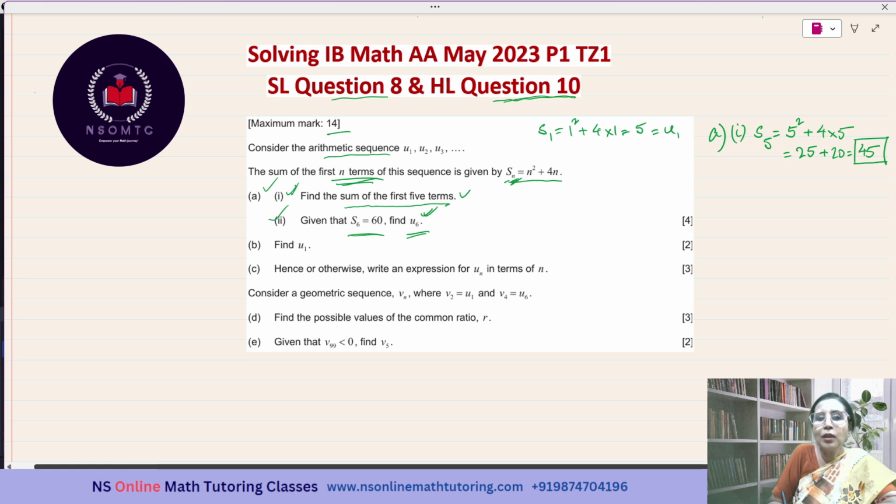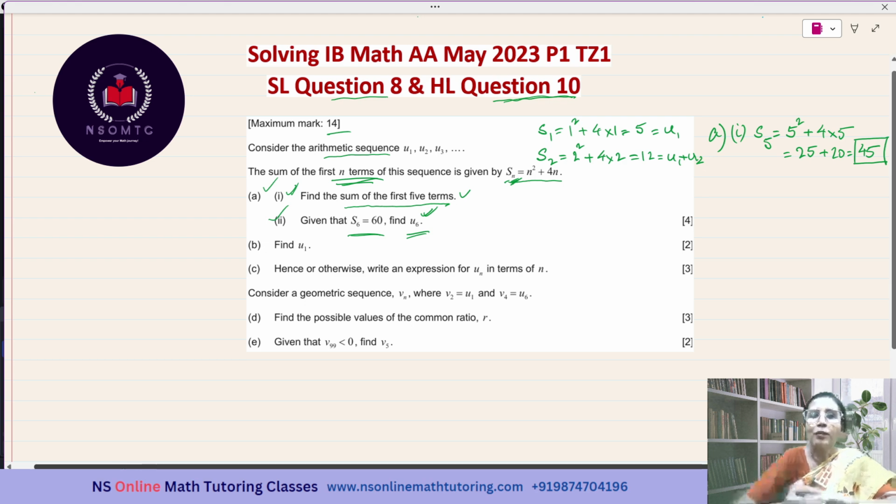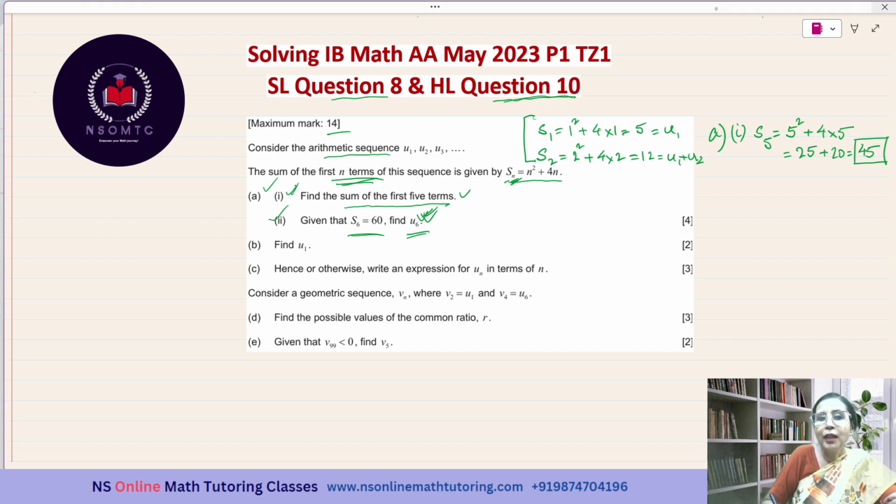And what is the sum of the first two terms? It is S2, so n is 2. Therefore 2 squared plus 4 times 2. 2 squared is 4 and 4 times 2 is 8. 4 plus 8 is 12. So this will be equal to U1 plus U2. Now, I am taking this example because over here we are asked to get the sixth term and we are given the sum of the first 6 terms. So S2 equals U1 plus U2 and S1 equals U1.